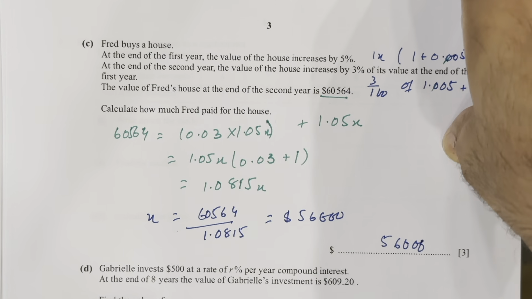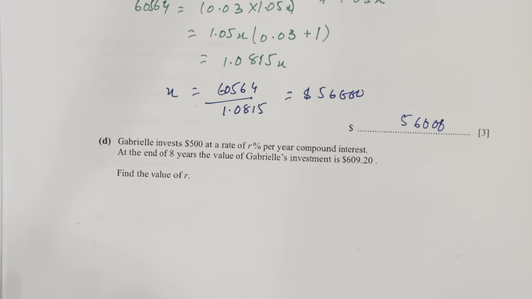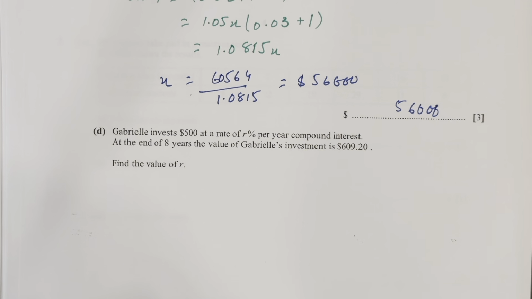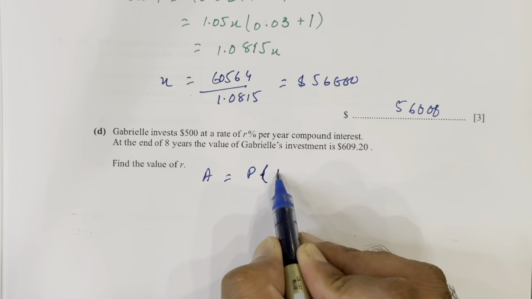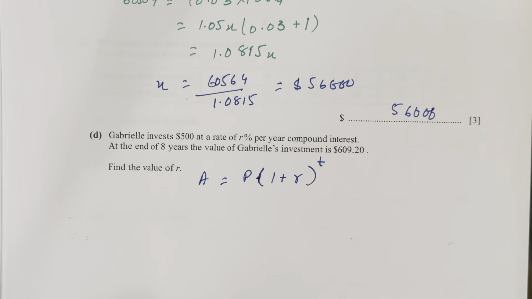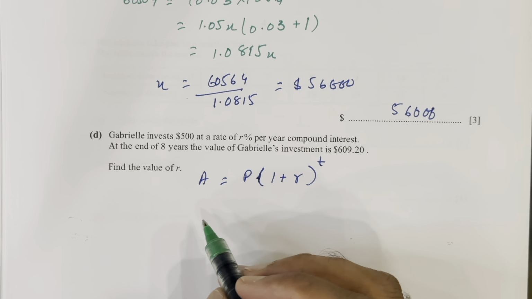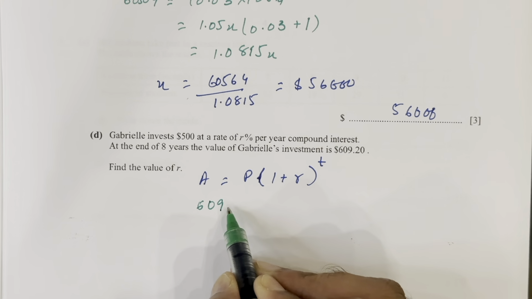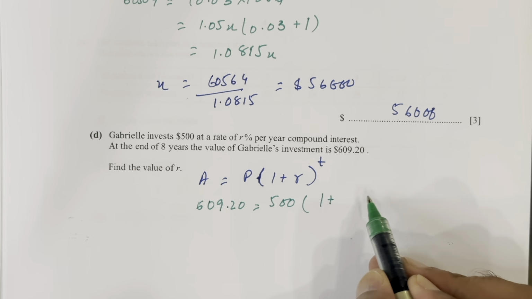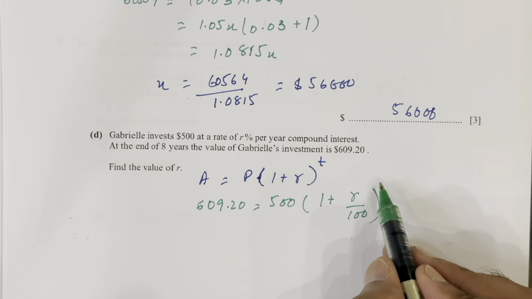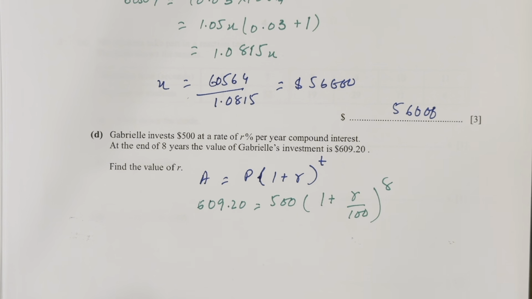Moving to its D part, Gabriel invests 500 at a rate of R% per year compound interest. At the end of 8 years, the value of Gabriel's investment is 609.20. Find the value of R. Okay, again we have to apply the formula for compound interest, that is A is equal to P times 1 plus R raised to power T. We need to calculate R from here, and the amount is given, that is 609.20. The principal amount is also given, that is 500, and 1 plus R over 100, and the time period is 8 years, so we're going to take 8.